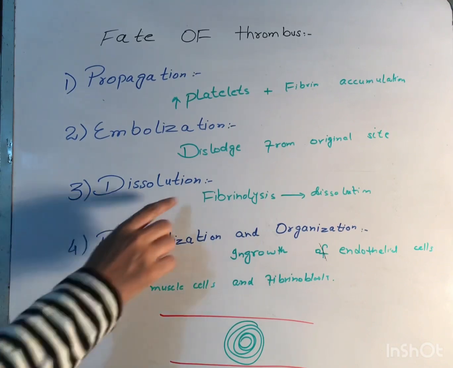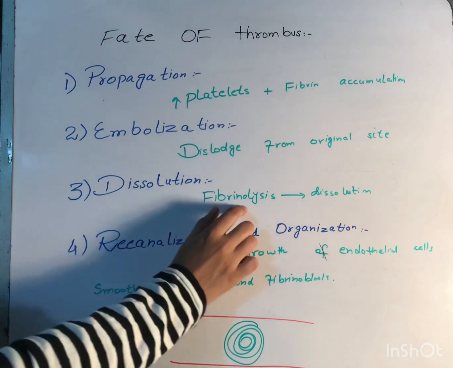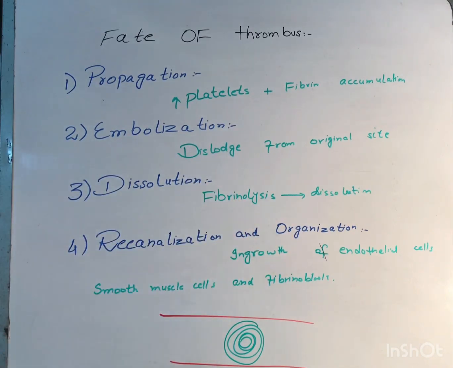How is the blood clot dissolved? There is fibrinolysis. How does fibrinolysis occur? Our endothelium has tissue plasminogen activator. Tissue plasminogen activator will convert the plasminogen present in our bloodstream into its activated form, plasmin, and plasmin is a fibrinolytic protein. Plasmin will cause fibrinolysis and there will be dissolution of the clot or thrombus. The fourth thing is recanalization and organization.